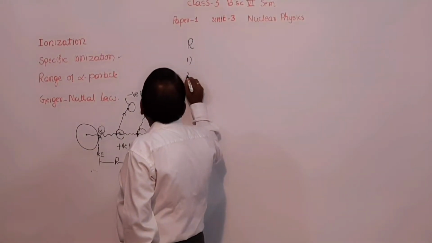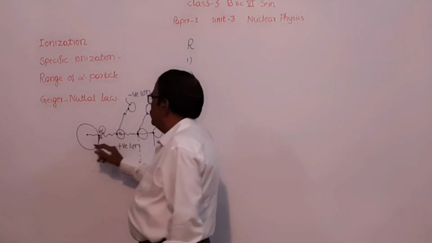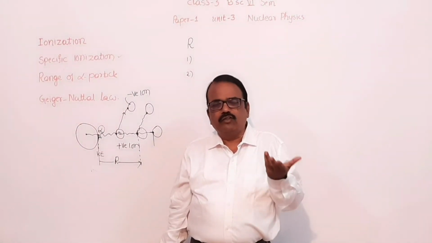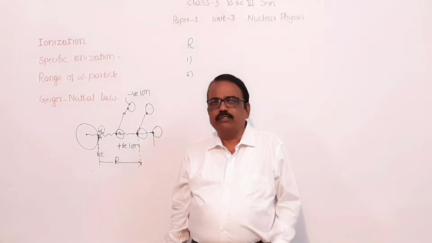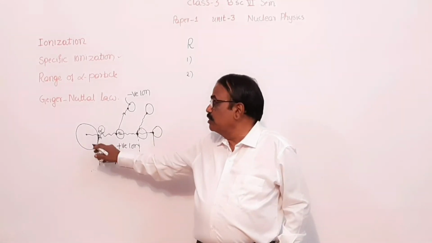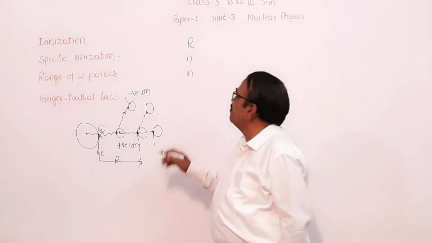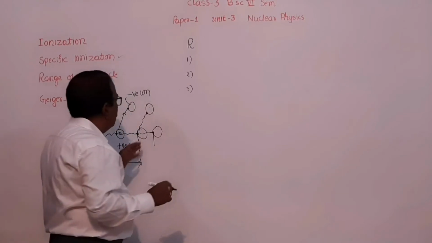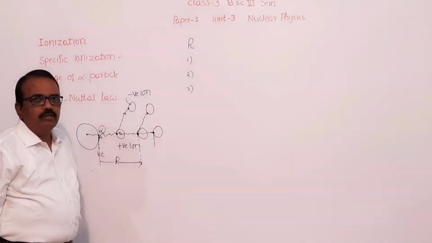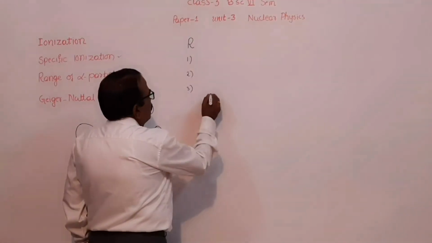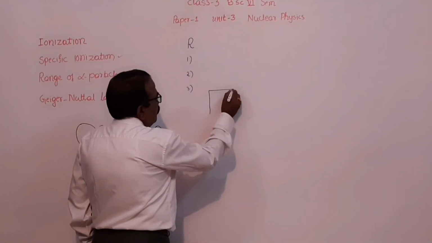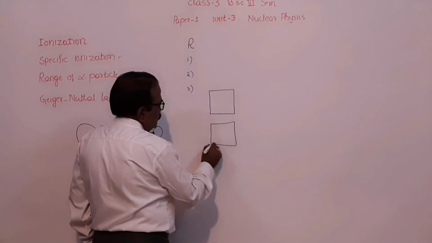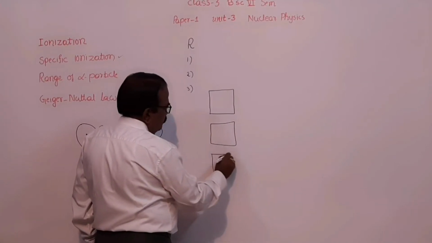Then second one, the nature of this radioactive element, what type of radioactive element, whether radon or thorium, it also depends. So the nature of the radioactive element. And the third one, the material through which this alpha particle is traveling. Assume that this may be solid, it may be liquid, it may be gas.